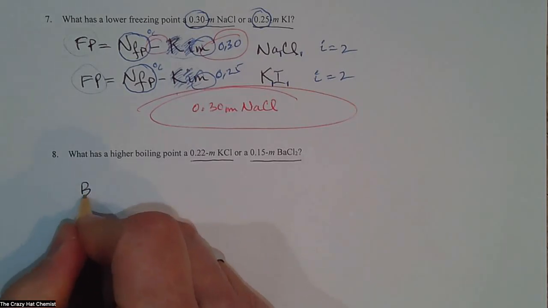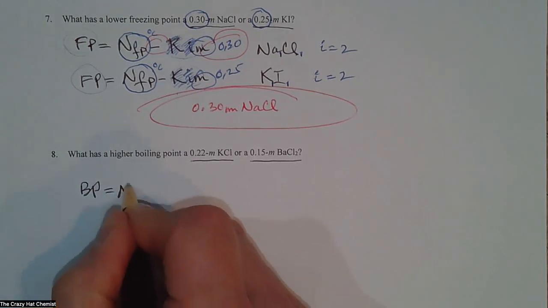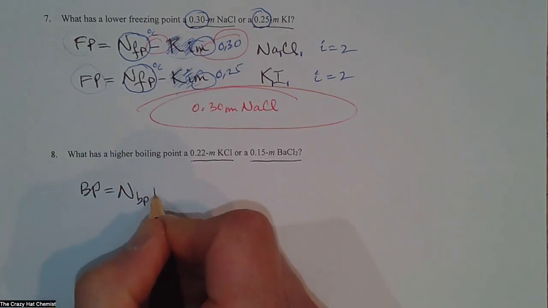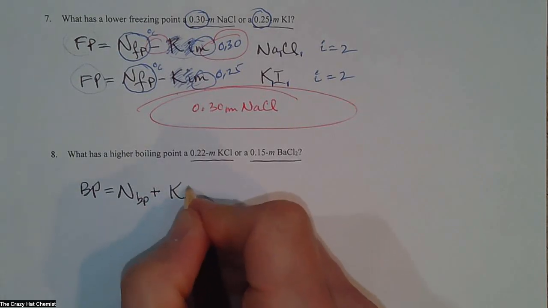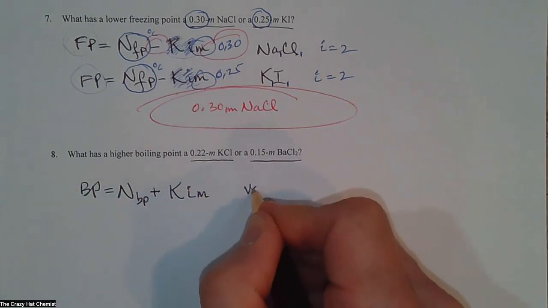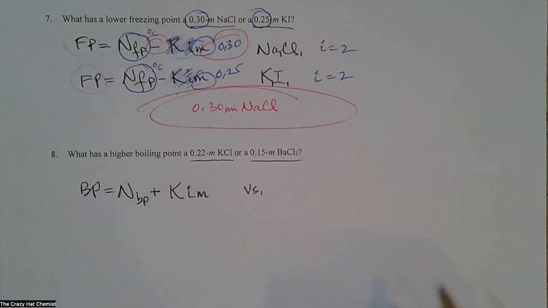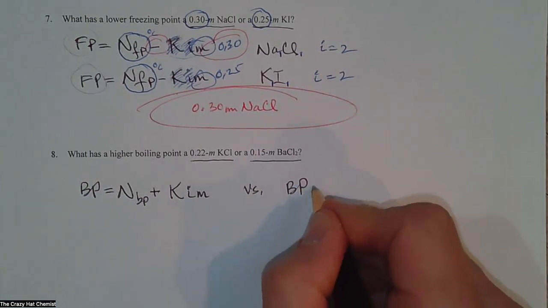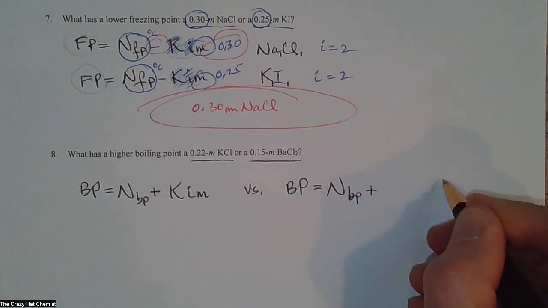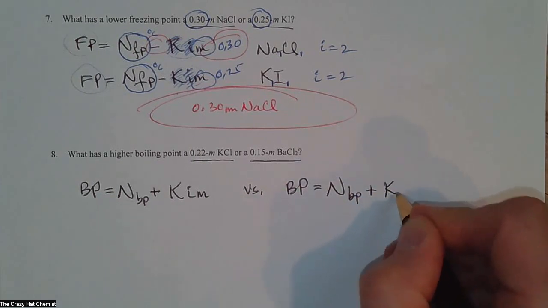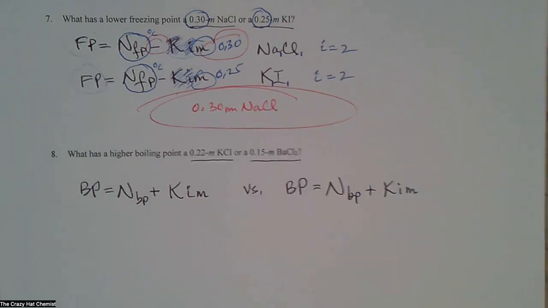So we have boiling point is equal to the normal boiling point plus the change in temperature of the boiling point, which is Kim again, okay? Versus, I'll do this one horizontally, the boiling point is equal to the normal boiling point plus the change in temperature of the boiling point, which is equal to Kim, remember, my college girlfriend.